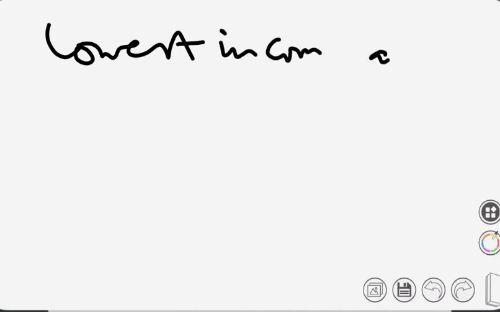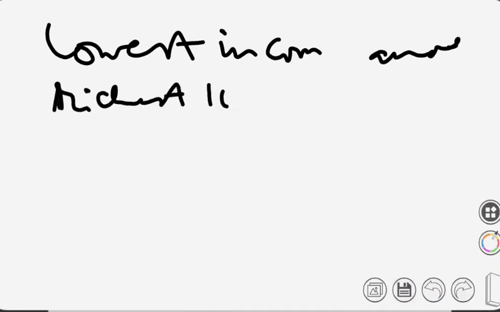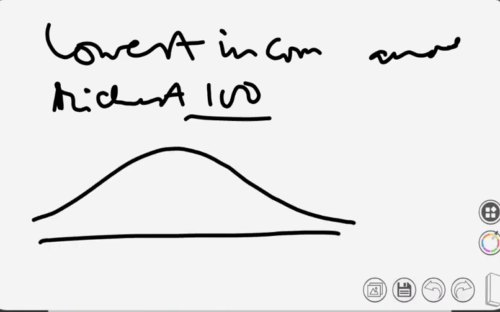So let's try that. So what was the lowest income among the richest 100? Among the richest 100. So richest 100 means it should be somewhere here, isn't it? So richest 100 means first thing you need to find out the probability.